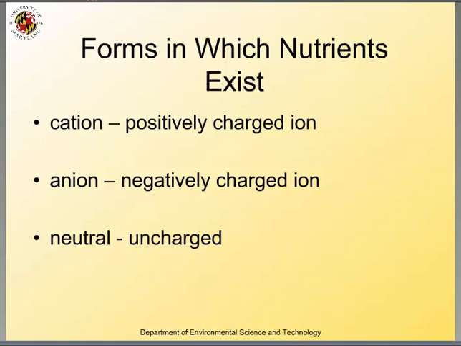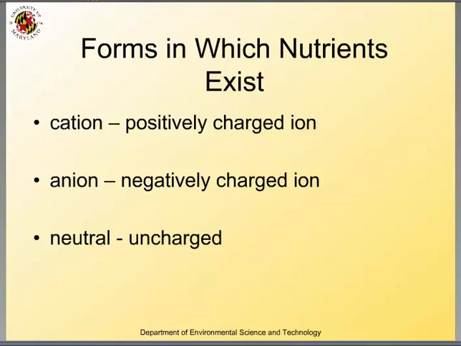So we'll be using the term cation. A cation means that it's a positively charged ion. An anion means that it's a negatively charged ion. Some nutrients are cations, some nutrients are anions. You'll see that others have both forms. And then some are actually neutral. That means they exist in a form where there is no charge.